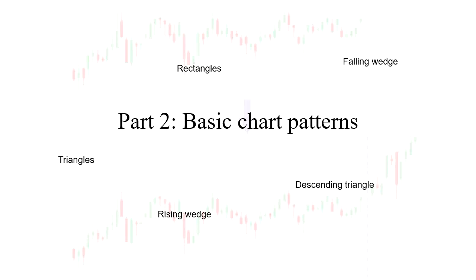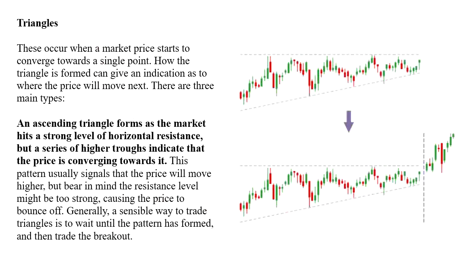Part 2, Basic Chart Patterns. Triangles. These occur when a market price starts to converge towards a single point. How the triangle is formed can give an indication as to where the price will move next. There are three main types.